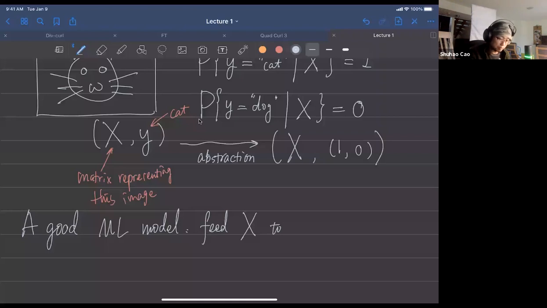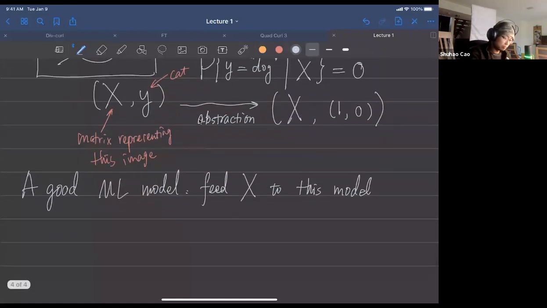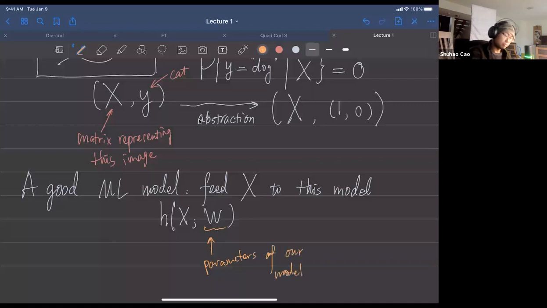So for example, and then this model will output two numbers. So again, these are the parameters of our model. Okay. It will output two numbers. So for example, if it outputs 0.95 and 0.5, I'm sorry, 0.05.